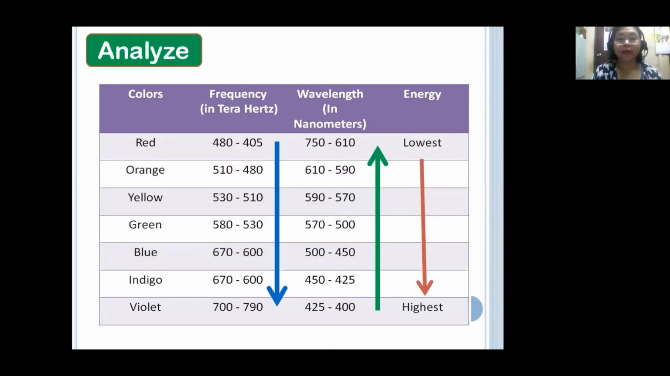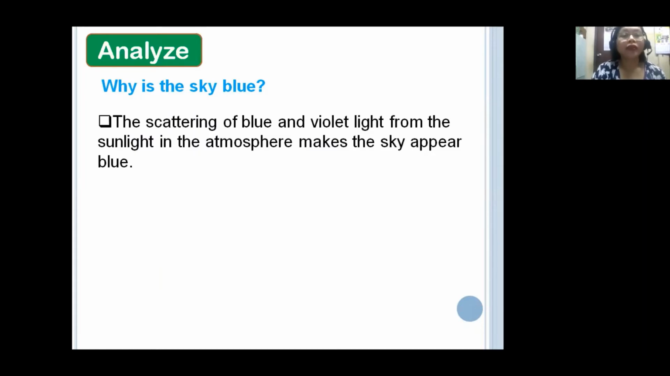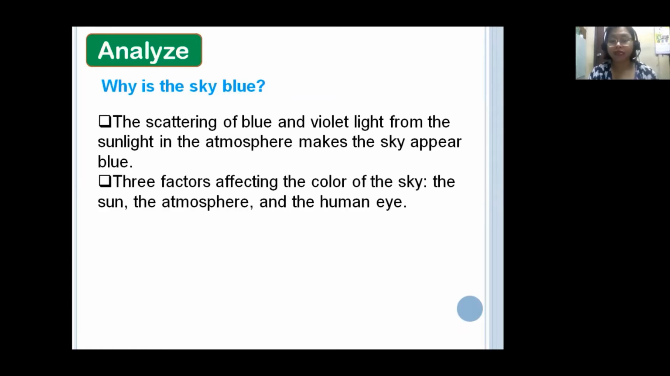Okay? Remember. Now, the question, let's talk about colors in nature. So, have you ever asked yourself why the sky is blue? Okay, the explanation niya. The scattering of blue and violet light from the sunlight in the atmosphere makes the sky appear blue. There are three factors: the sun, the atmosphere, and the human eye.